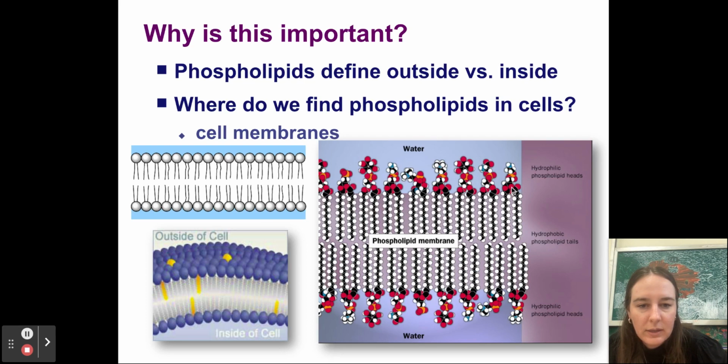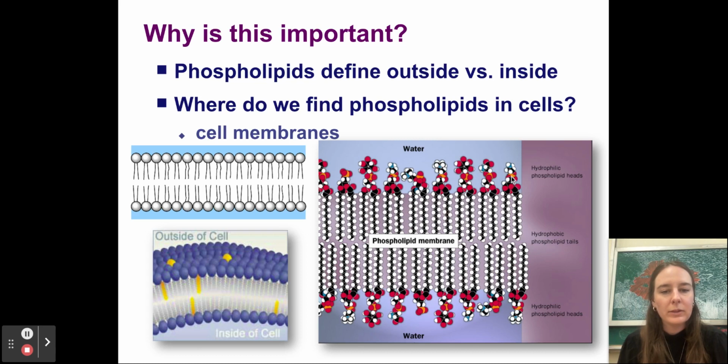It's kind of hard to see. And then here's the two tails. So here's the head, the phosphate group, and then the fatty acid tails. Here's the tails, head, tails. So we have a bunch, 1, 2, 3, 4, 5, 6, 7, 8, 9 phospholipids on top.